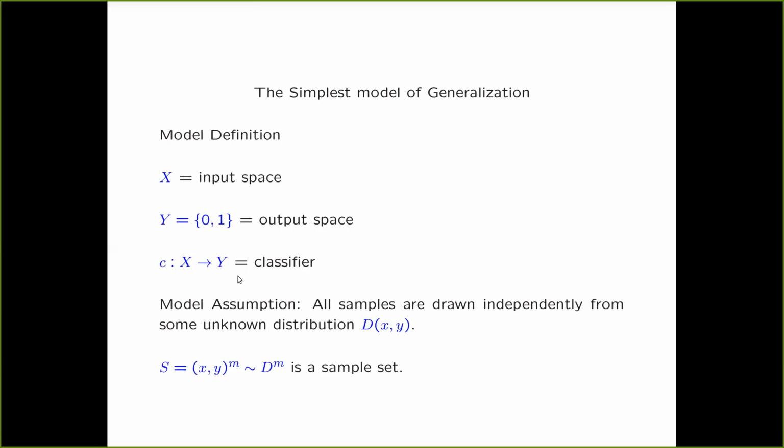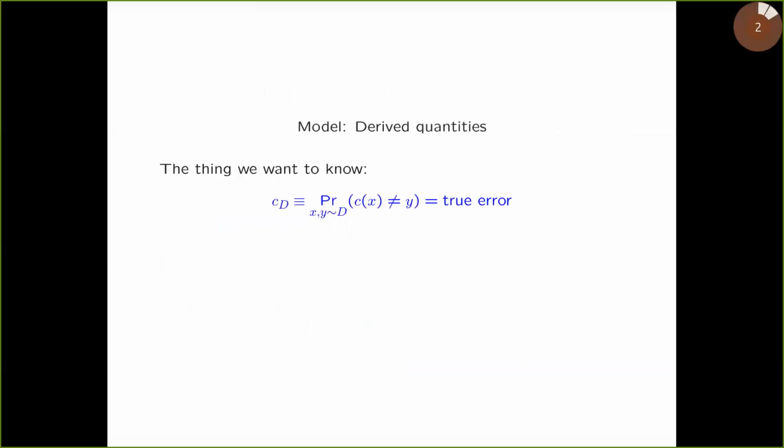I'm going to think about classifiers. Then I'm going to make one assumption. I'm assuming that all of my samples are drawn independently from some unknown distribution. So then I have a sample which is drawn independently from D to the M.